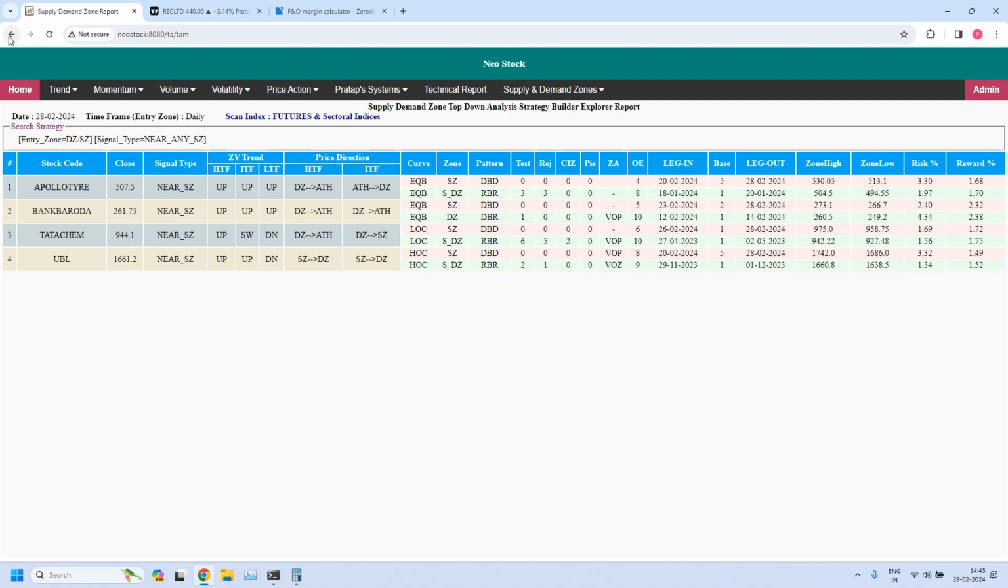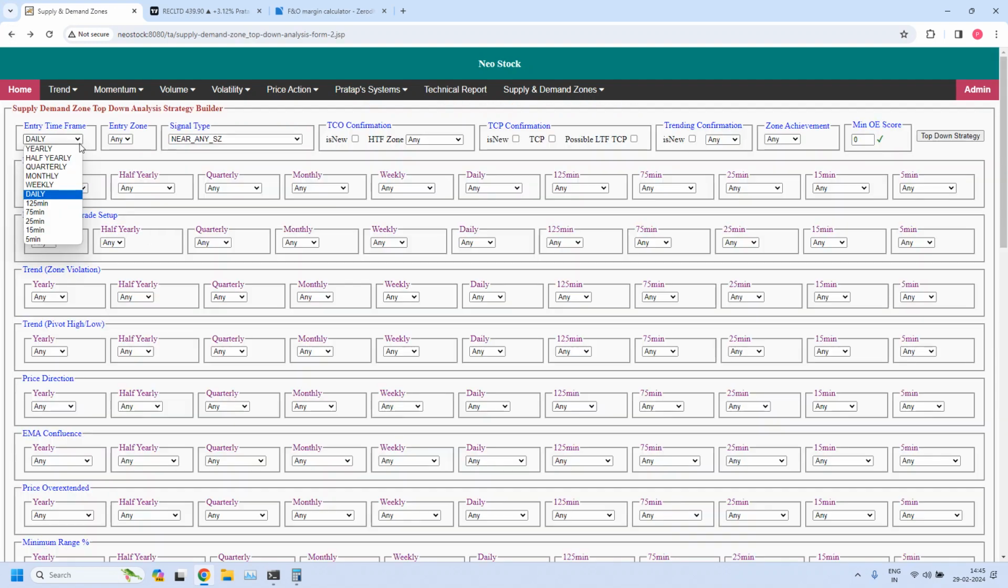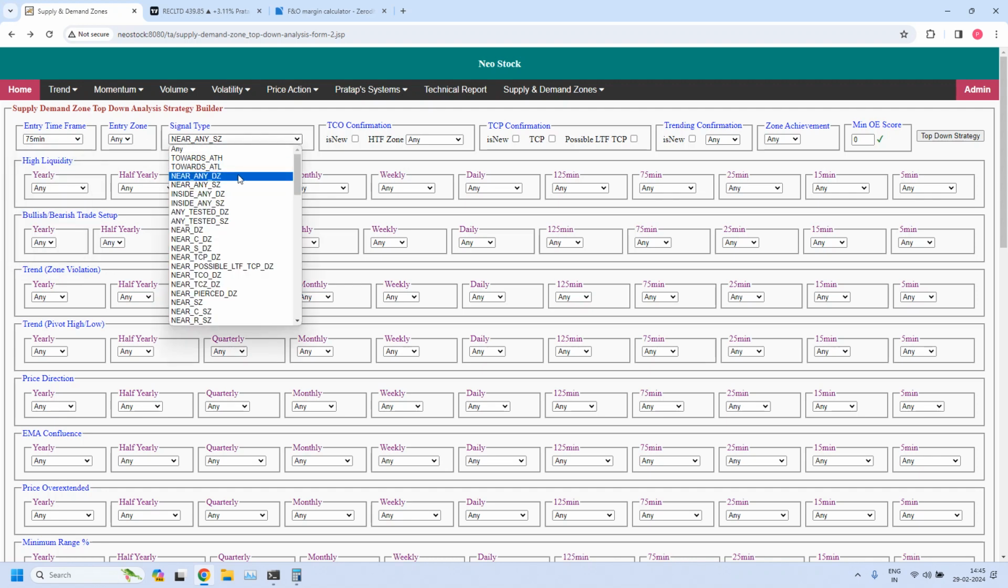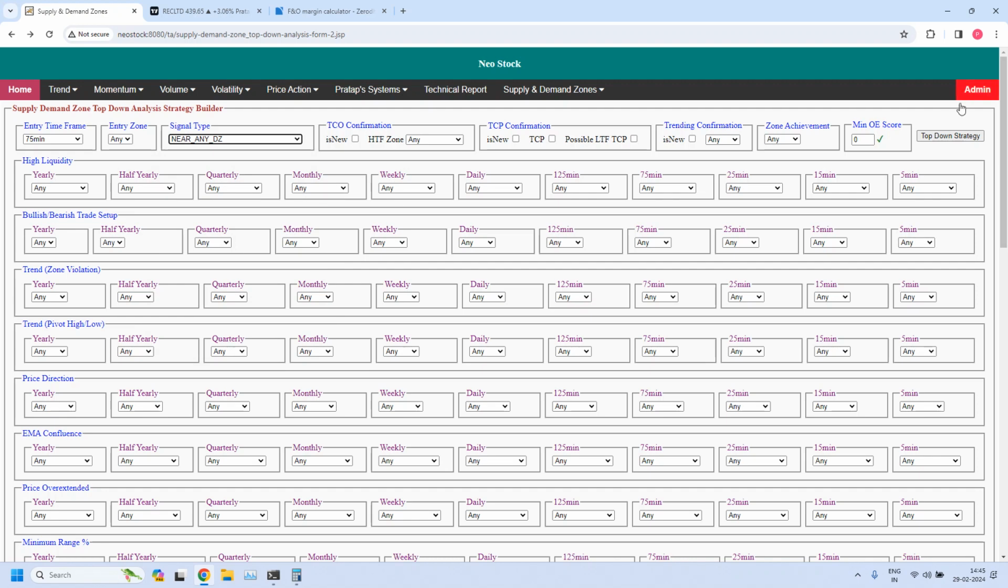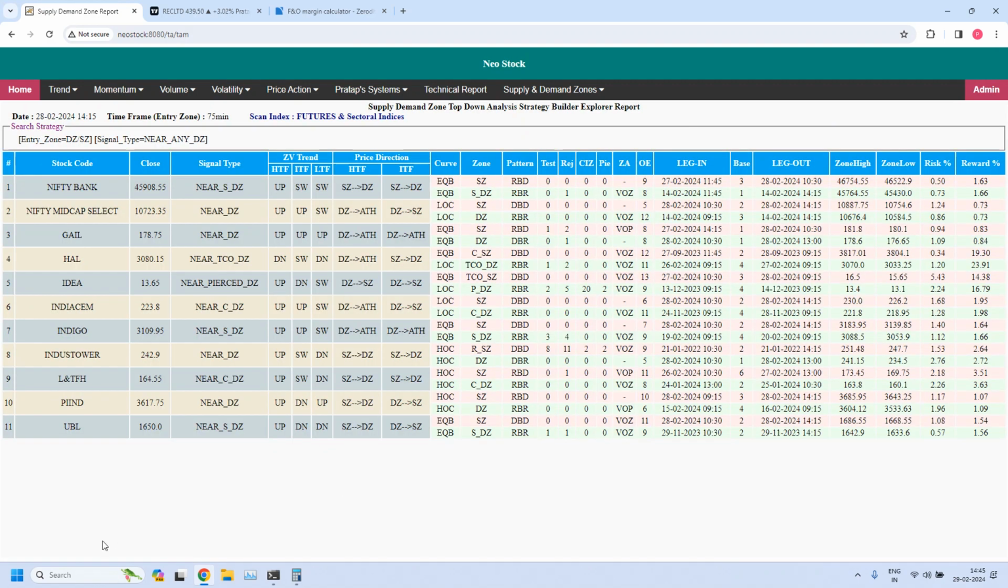Now let's go back, changing the time frame to 75 minutes. So entry time frame is 75 minutes. Let us find the stocks near 75 minutes demand zone. Now 11 stocks are filtered, 11 demand zones, 75 minutes demand zones. Now what is our goal? To find high liquidity zones from this list.